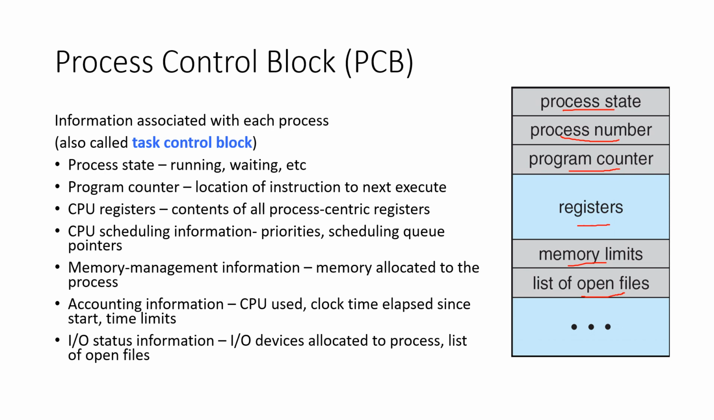Information associated with each process is also called a task control block. In general, it is called process control block. Very rarely, it is called task control block. Process state. The process state can be running, waiting, ready, and so on. That is the one which we previously saw in the previous slide.